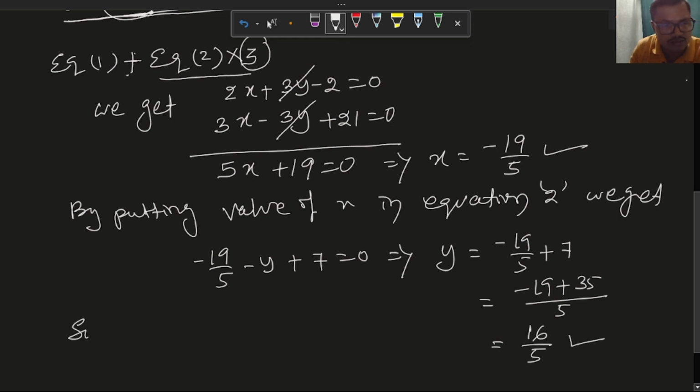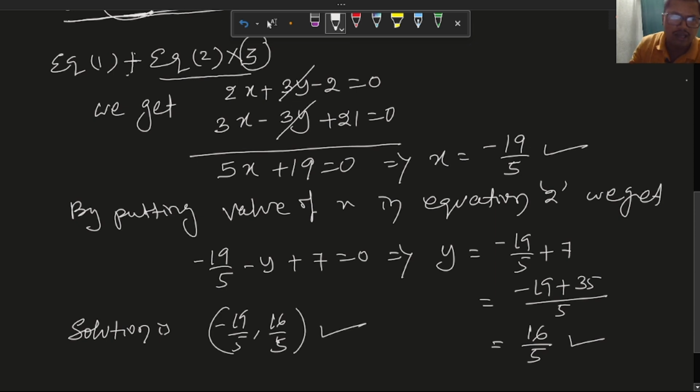So our solution is (-19/5, 16/5). This is called the elimination process. In this process, we have to eliminate one variable in both the equations by equalizing the coefficients, and further addition or subtraction takes place with respect to their signs. So another example I am showing you.